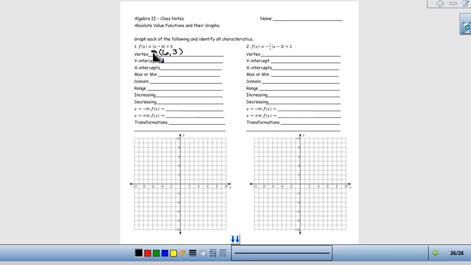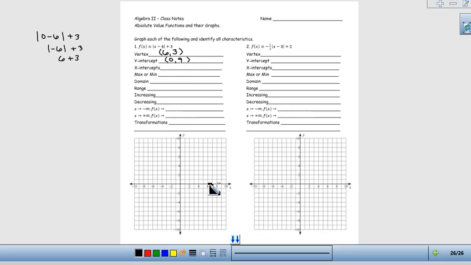To find a y-intercept, we're going to put a 0 in for the x. When you do that, you are going to have to solve your equation. If I have 0 minus 6 inside the absolute value, that gives me -6. And when I take the absolute value of -6, I get +6. When I add it to 3, I get 9.